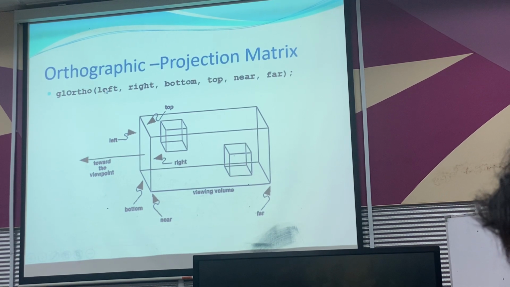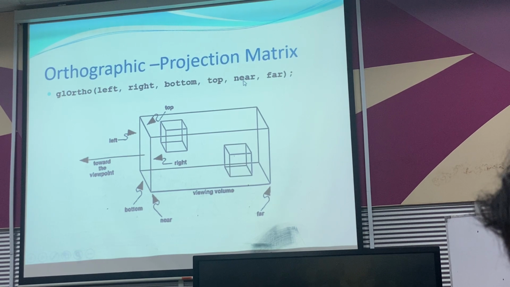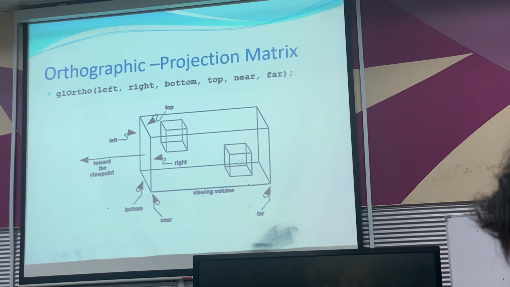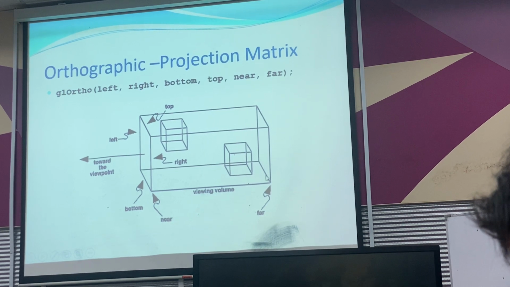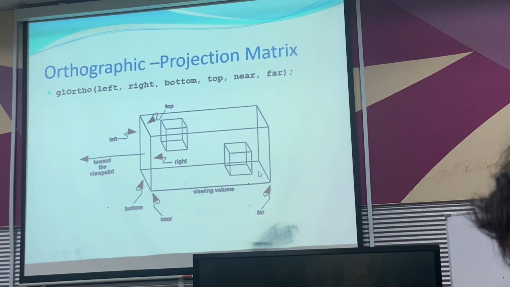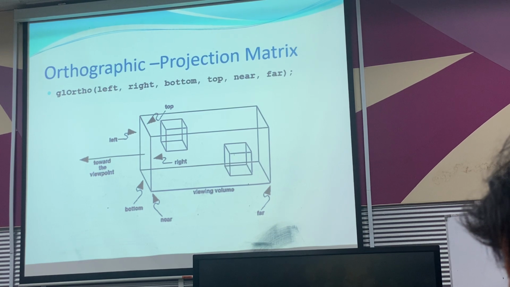Left and right is your x, negative 1 to 1. Bottom and top is your y, negative 1 to 1. Your z, near and far, is also negative 1 to 1. So any object like this cube that you draw inside this viewing volume, you can see. If you draw outside, you cannot see. We will test this later in our practical class.